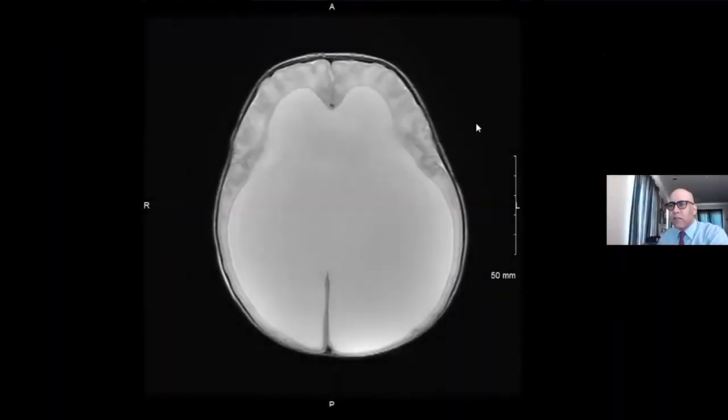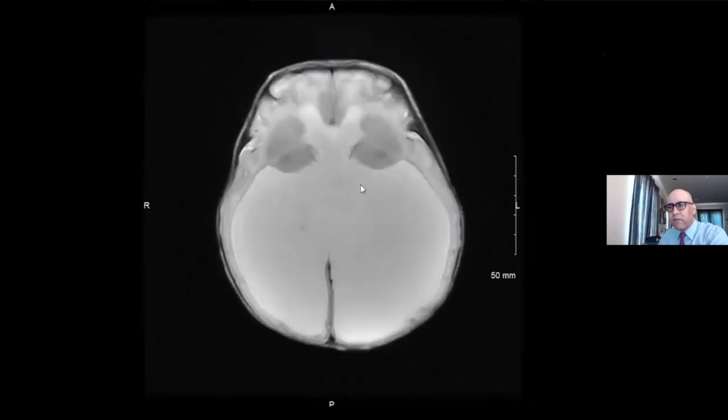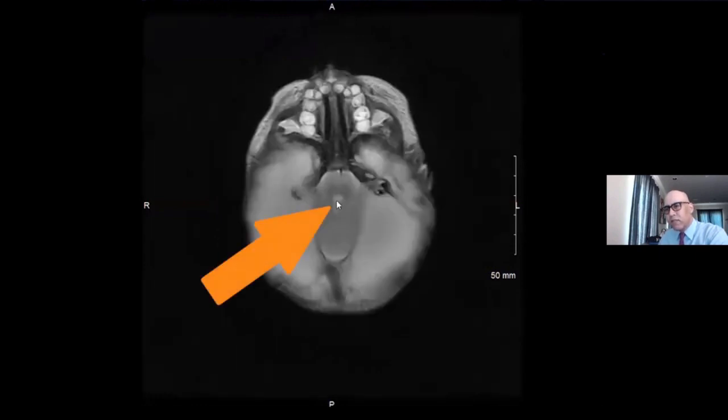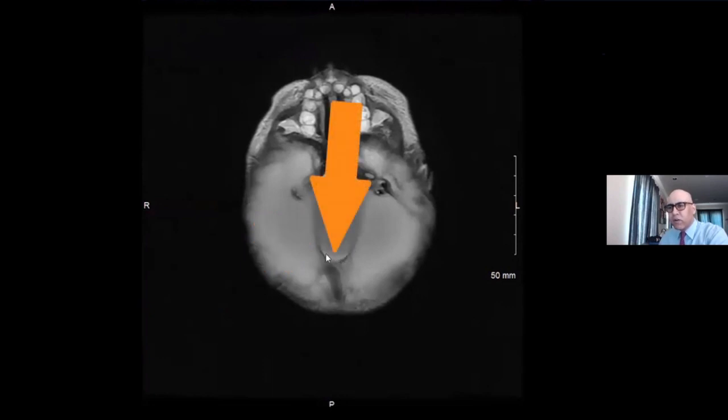This is an MRI of the brain in a 1-week-old child that had an abnormal fetal MRI and fetal ultrasound. We can see massive enlargement of both lateral ventricles and the third ventricle. But if we go inferiorly, the fourth ventricle is non-dilated. And further confirming our suspicion on the fetal MRI, we do not see a cerebellar vermis. We see midline continuity of the cerebellar hemispheres.